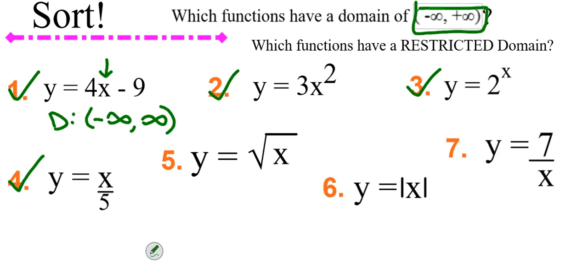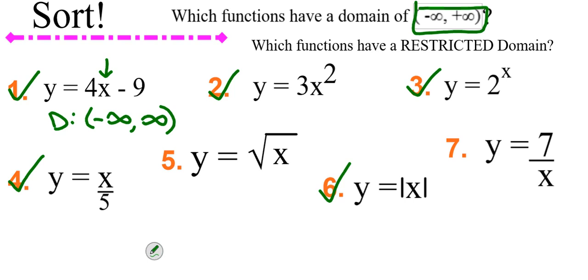So all those that we checked off, and another one, y equals absolute value of x. Is there anything that we say, oh no, x can't be that? Nope. All the ones in green that we've checked off have unrestricted domains. They all have the domain of negative infinity to positive infinity.